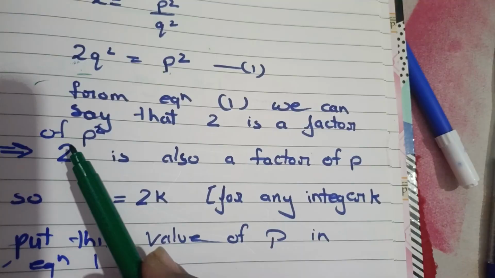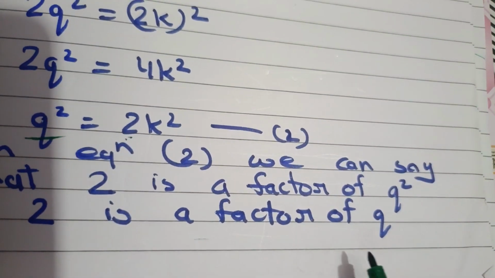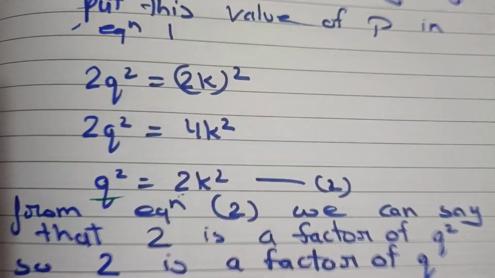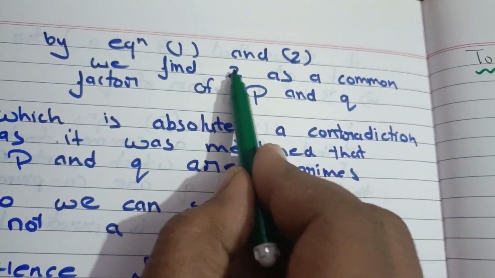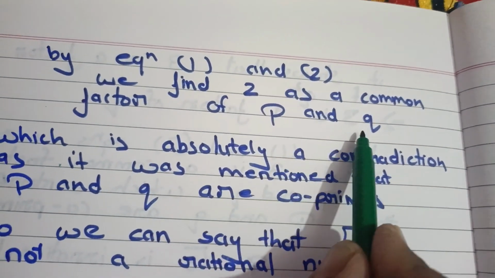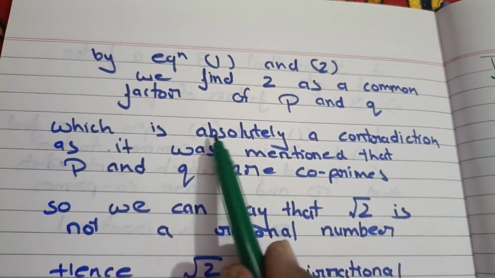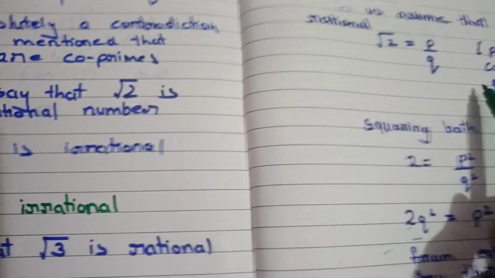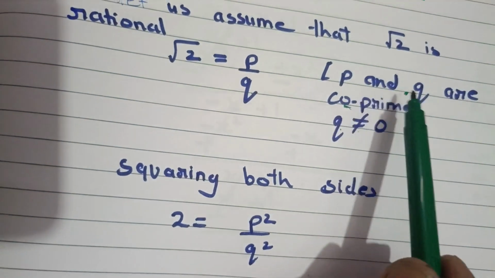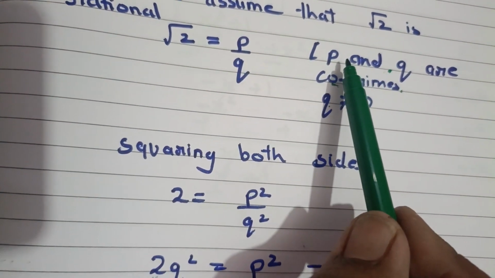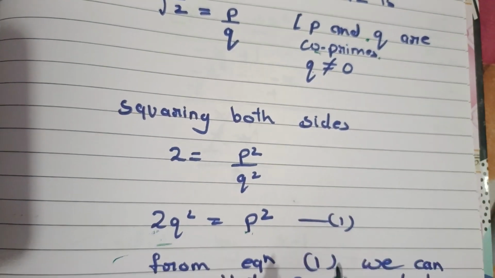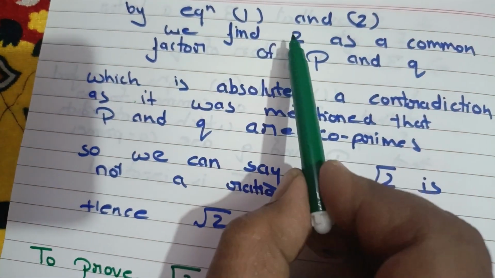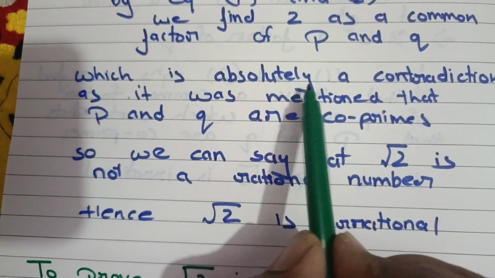Now from equation 1 and 2, from here we say that 2 is a factor of P, and from here we are saying that 2 is a factor of Q. It means it is proved that P and Q have a common factor 2. By equation 1 and 2, we find 2 as a common factor of P and Q. Right? Which is absolutely a contradiction, because in starting, we already have written here that P and Q are co-primes. P and Q must not have any common factor. But here in the proof, we find 2 as a common factor, which is a contradiction.